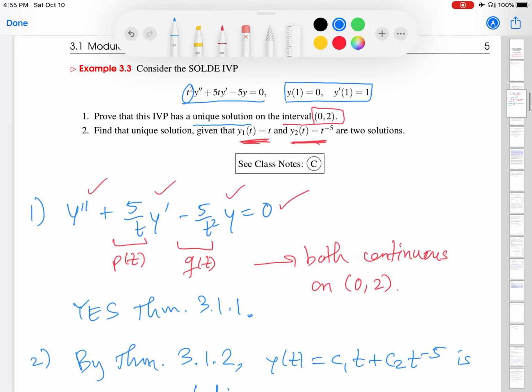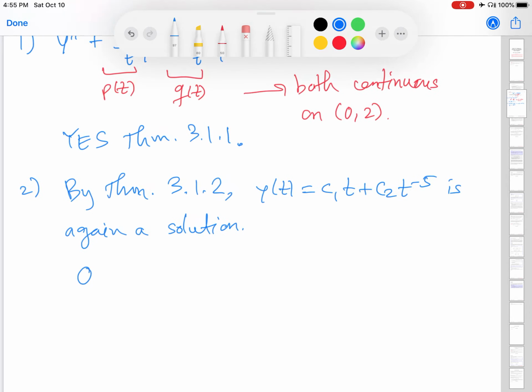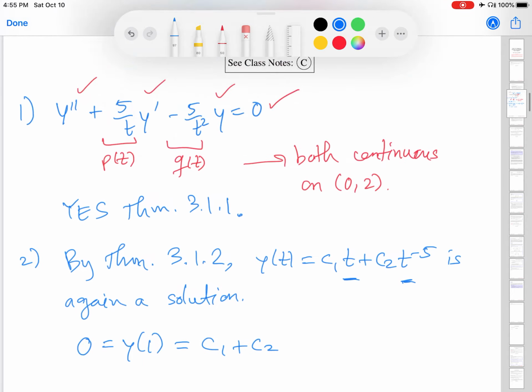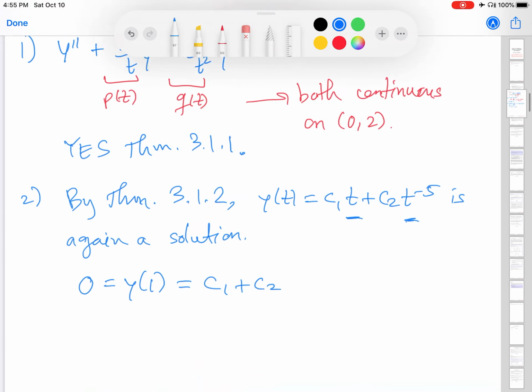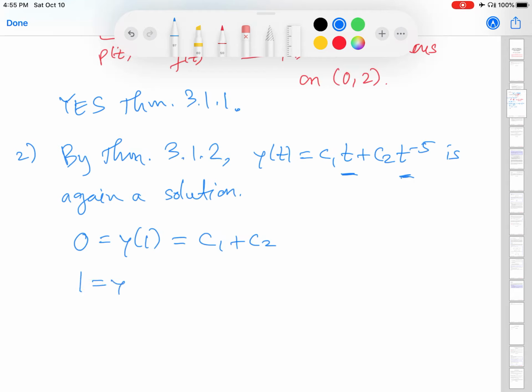So to find that unique one, I'm going to start applying the initial conditions to this y function. So y of 1 is 0. So 0 equals y of 1. And I'm going to substitute in that y value here for t. So I just get c1 plus c2. And then the initial condition for y prime of 1 equals 1. So 1 equals y prime of 1.